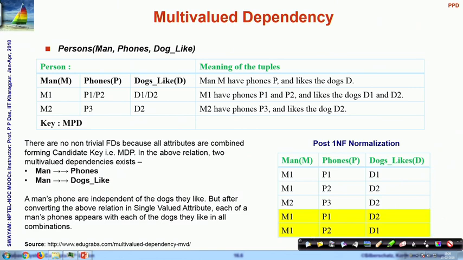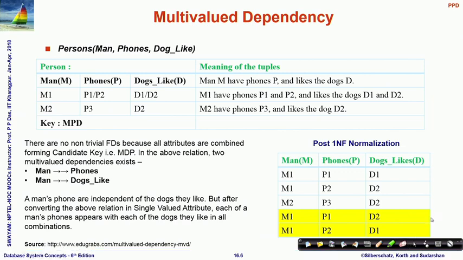This is the situation which we try to capture in terms of what we call multi-valued dependencies, which is shown in terms of double arrows, as you can see here. So, man multi-determines phones, man multi-determines dog like. So, there are 2 different multi-valued dependencies in this case. This multi-valued dependency adds a new source of redundancy in our data, and that is very real in various models of our system.